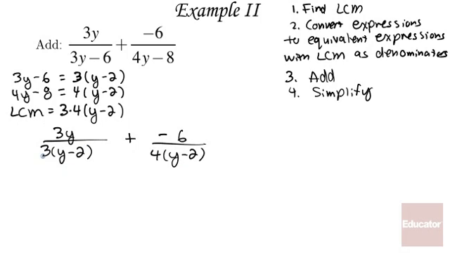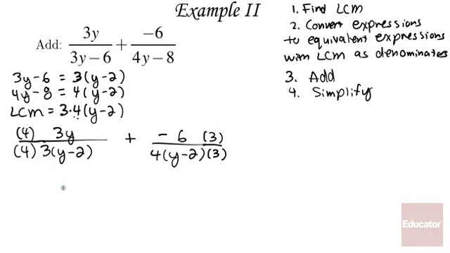Looking at this first rational expression, I have 3 times y minus 2. For the LCM, I need 3 times 4 times y minus 2. Therefore, I need to multiply both the numerator and the denominator times 4, which I'm allowed to do because this just cancels out to 1. It's just multiplying by 1. In the second expression, I have negative 6 over 4 times y minus 2. Well, in the LCM, I have a 4, I have y minus 2, but I'm missing a 3. So I need to multiply both the numerator and the denominator by 3.